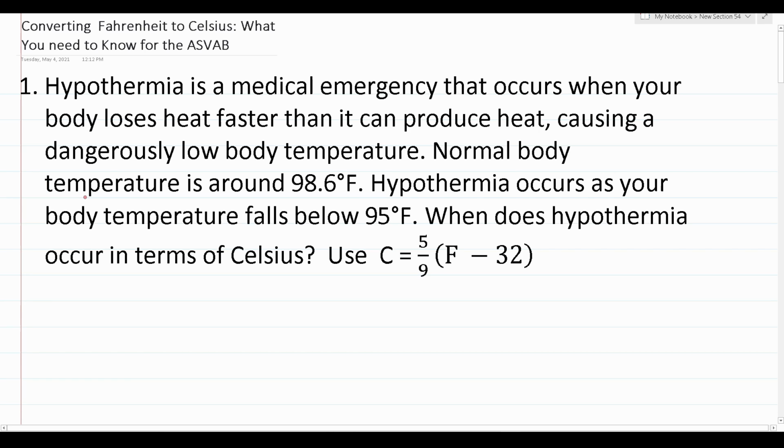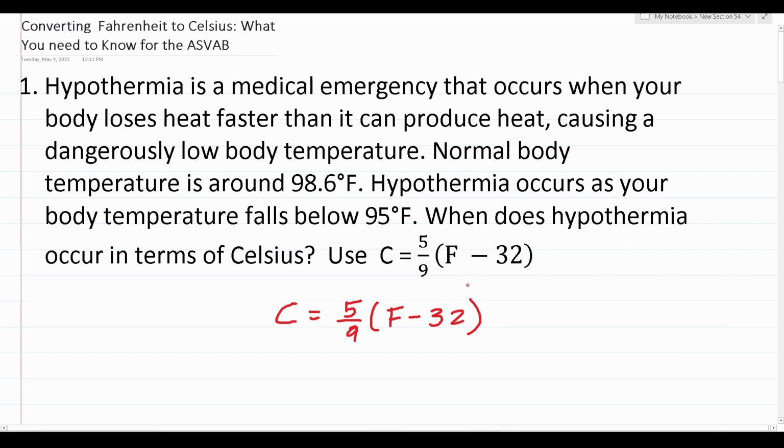All right, so if I was taking the ASVAB, the very first thing I would do is take this formula that's given and write it down on my own scratch paper. So let's go ahead and do that to start. We have Celsius equals 5 over 9 times Fahrenheit minus 32.